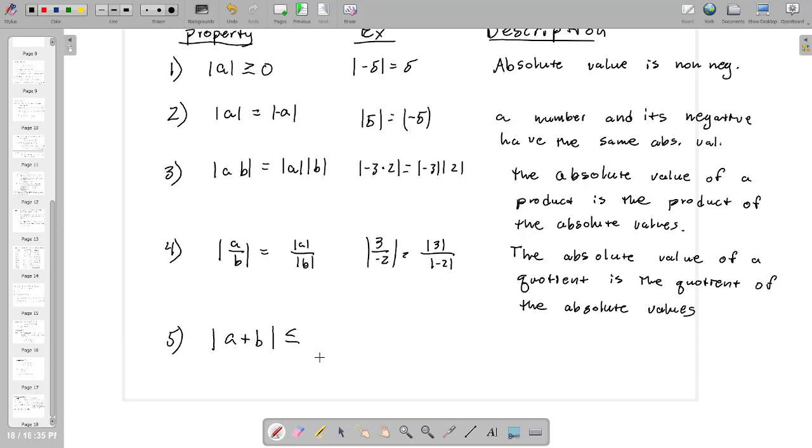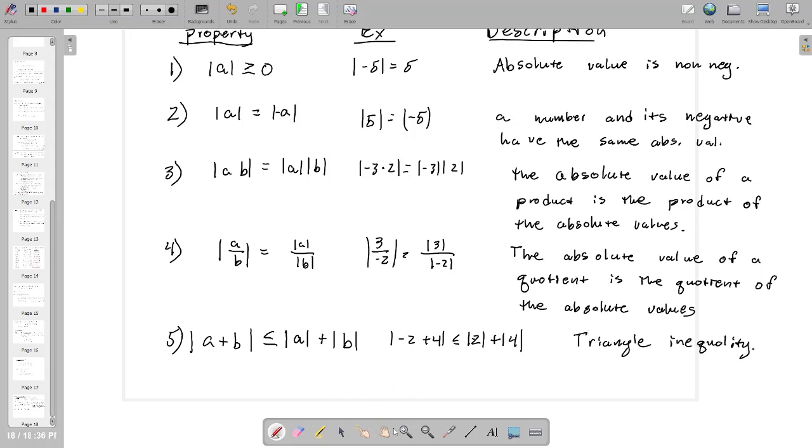And this problem is a little bit more complicated. Absolute value of a plus b is less than or equal to the absolute value of a plus the absolute value of b. So this one is actually called the triangle inequality. Absolute value of negative 2 plus 4 is less than or equal to the absolute value of negative 2 plus the absolute value of 4. And this is called the triangle inequality.